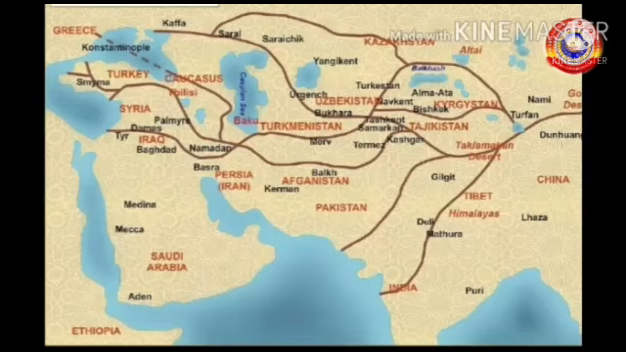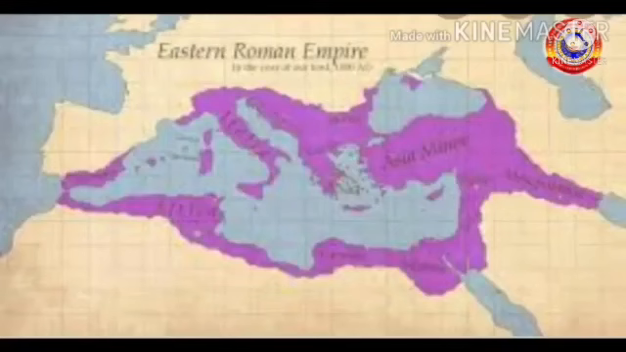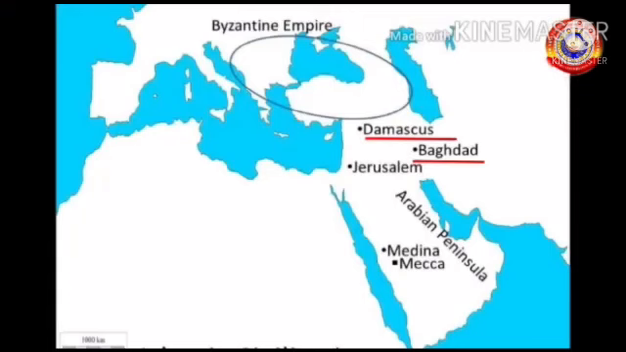The comparatively weak trade between the East and the West got a fillip with the beginning of the Crusades. The Italian traders were engaged in long-distance trade with the Eastern European Empire and the Arabs. They had trade relations with towns like Baghdad, Damascus, and Jerusalem.